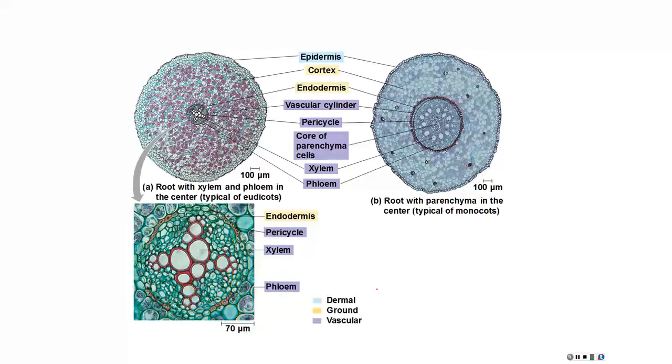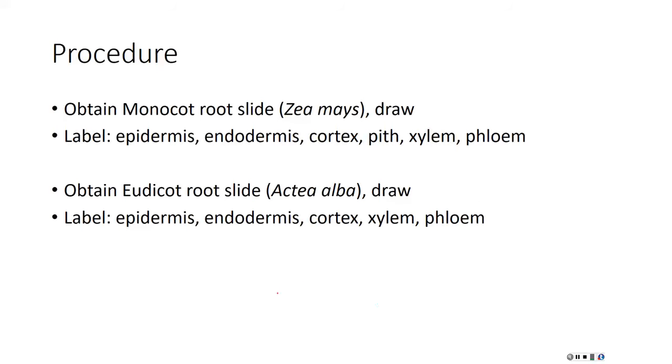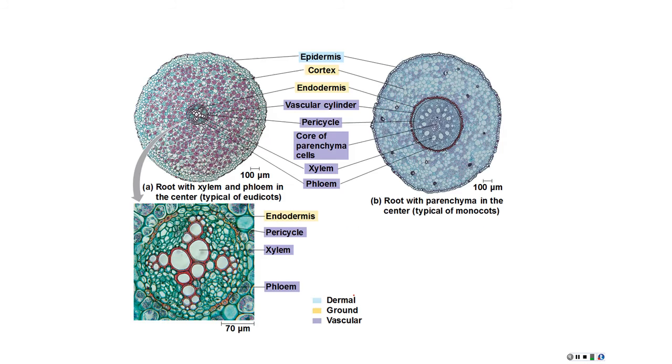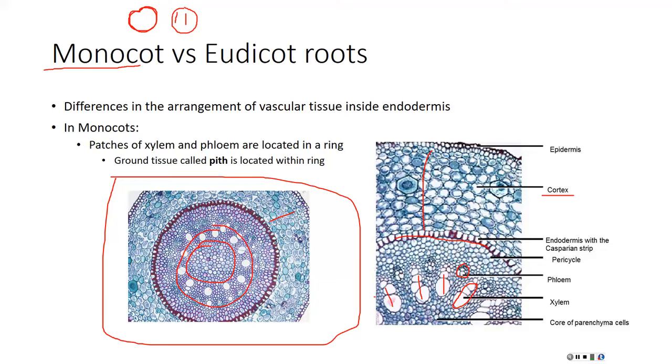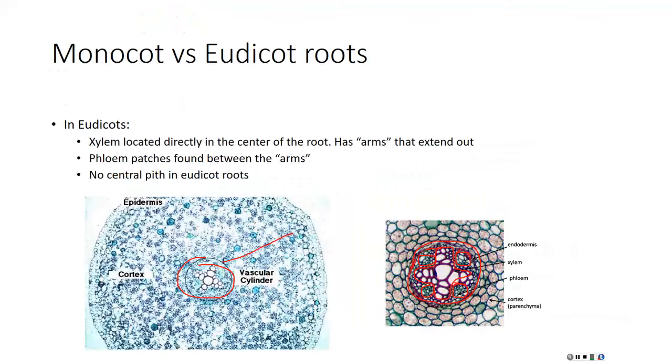So here's just a side-by-side of the two. You're going to be looking at a Monocot root slide and drawing it and labeling the epidermis, endodermis, cortex, pith, xylem, and phloem. And let's go back to the endodermis here and remind you that here's the endodermis just outside of the vascular tissue in the Eudicot root, and here's the endodermis in the Monocot root. So it's just outside the vascular tissue.